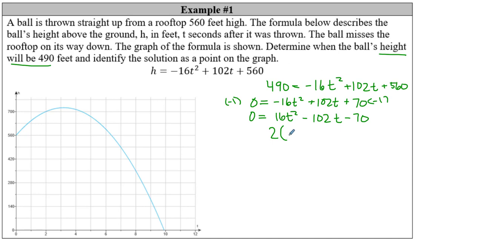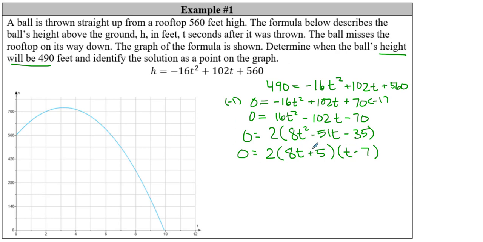So let's take out that 2. So this is going to give us 8t squared, okay, minus 51t, and then we got minus 35. All right, now this looks like some big numbers. Okay, so we can factor this. I'm going to let you pause the video. You do the factoring because we've factored before. Unpause the video, come on back, and you're going to see what I got.